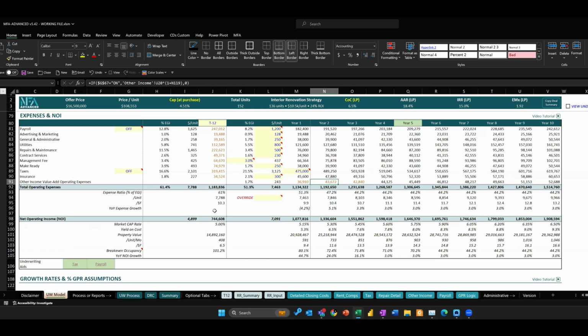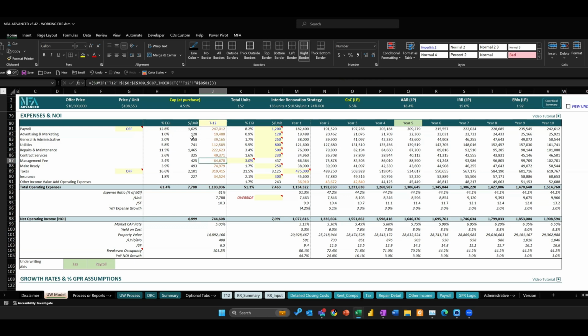In a prior training, we covered mapping the T12. So once the T12 is mapped, the values there are visible for you in this section. And you can toggle between a T12, T6, T3, and T1. A T6 is just taking the last 6 months of expenses and converting that into a full year of expenses, basically multiplying it by 2. Same thing with the T3 and a T1. It's just annualizing that number.